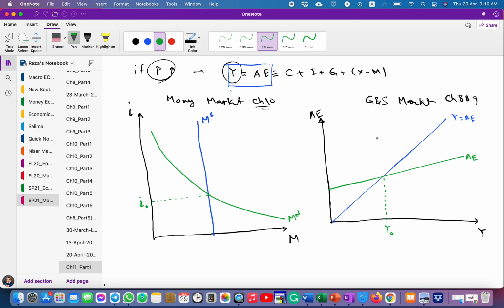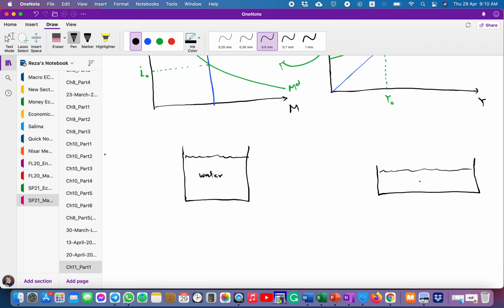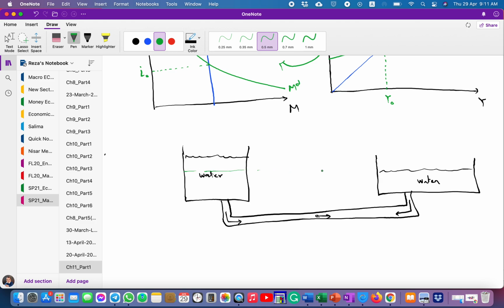So these two markets are interconnected. If something happens here, it's going to affect this one, and if something happens here, it's going to affect this one. So they are interconnected containers. The metaphor I'm using: if you have a container with a certain level of water, and another container with a different shape and water in it, and they're connected with a pipe, the water starts to flow either way until the level of water is equal in both of them. So if this water is higher, the level will go up here and come down there until both sides are in equilibrium.